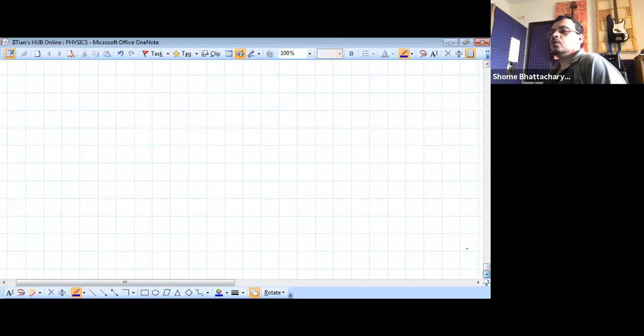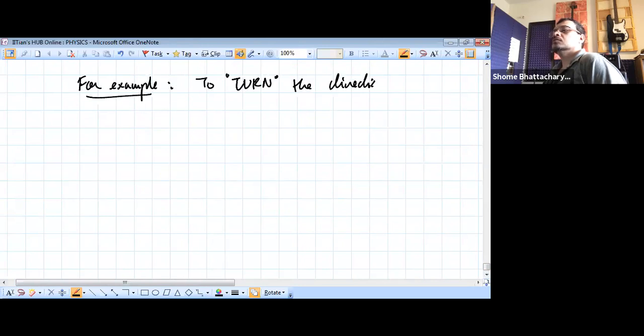Or for example, to turn the direction of motion, force has to be applied.